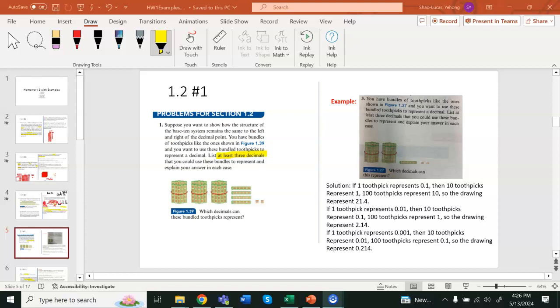Section 1.2, homework problem number 1. So let's look at my example. You have bundles of toothpicks like the ones shown in the figure. So let's take a look at the figure here.